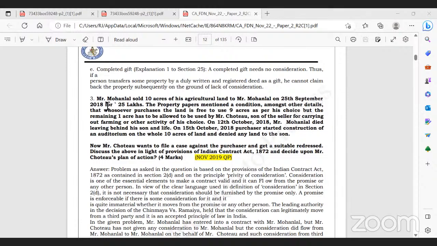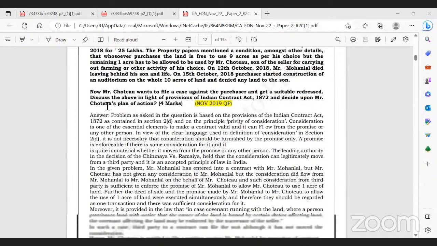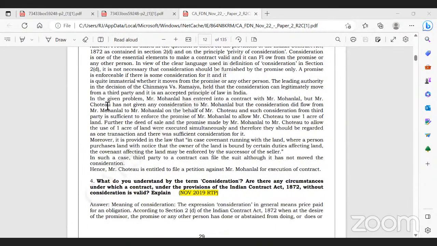This is stranger to the contract. Remember, we did stranger to the contract and stranger to the consideration. Yes or no? Yes. Family settlement agreements. And one of the last ones was covenants running with the land. What was it? Covenants running with the land.